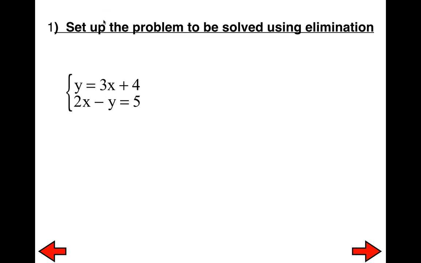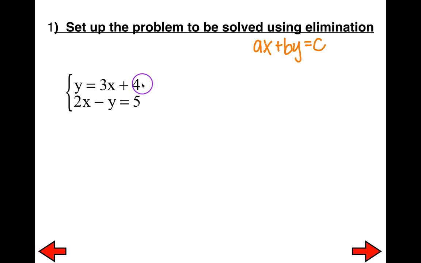Okay, so now for number 1, it says here to set up the problem to be solved using elimination. So hopefully you recall from the previous slide, before I can start using the elimination method to solve my system, I need to make sure that both equations are in standard form. And again, standard form is ax plus by equals c. So in other words, a and x are on the same side and the constant is on the opposite side of the equation.